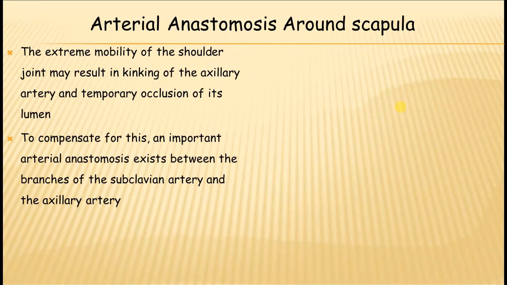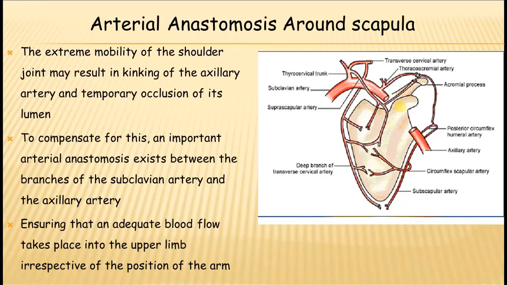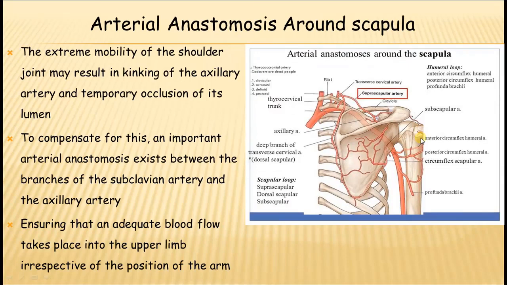It is called the anastomosis around the scapula. Now this anastomosis takes place between the subclavian artery and the axillary artery. More importantly, it is between the first part of the subclavian artery and the third part of the axillary artery. So it is between the first part of the subclavian artery and the third part of the axillary artery.